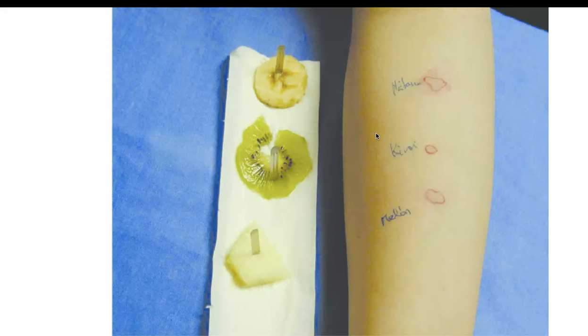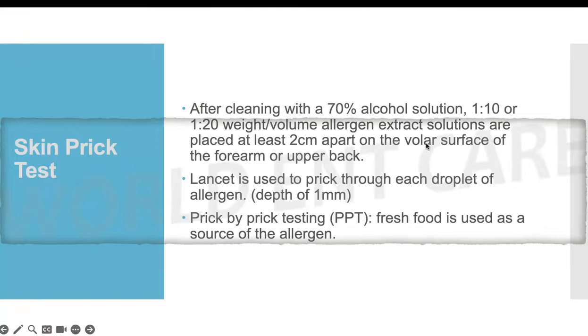Suppose a patient says that when I eat banana, I get allergies, but you don't have allergens for banana, you don't have allergens for kiwi, and the patient is very specifically telling that when I eat kiwi, I get some oral rashes or skin rashes. So you take a prick from the fruit and then you prick the skin, and you see for a response. That is called the prick by prick test. The test device is used to prick the food initially and then the patient's skin.